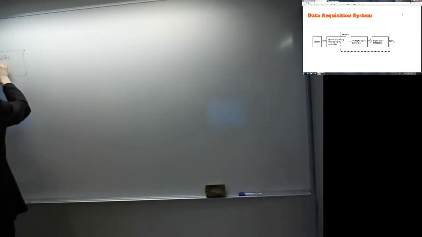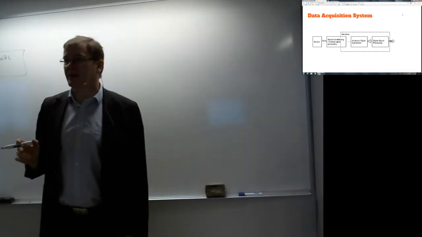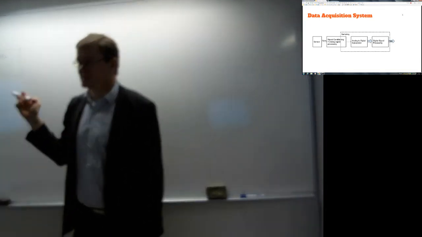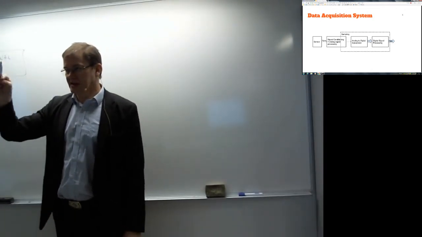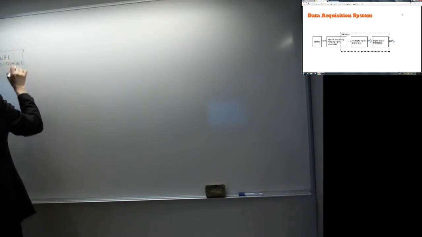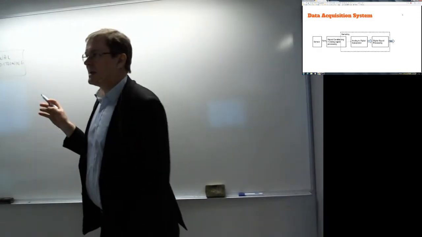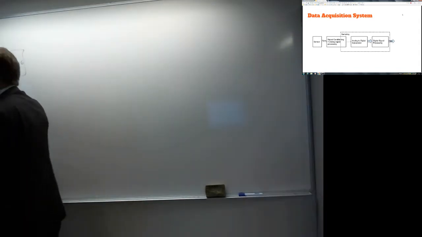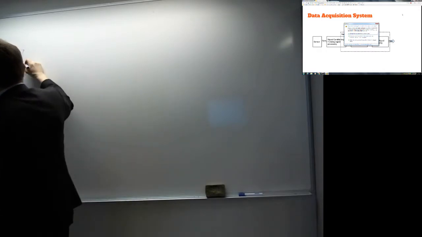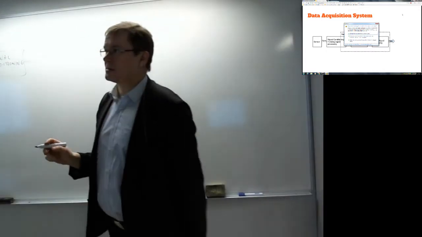Signal conditioning. Usually you need to amplify it. Sometimes with sensors, for example capacitive sensors, you have to somehow measure the capacitance. That would also be part of signal conditioning. So to basically make the signal match the digitizer.